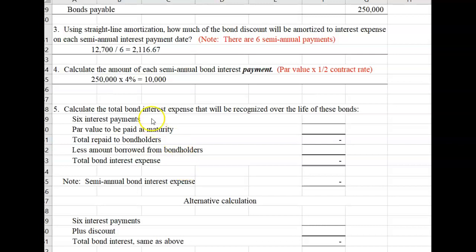It's going to take the amount that we ultimately have to give back to the bondholders, and subtract from that the amount that we actually borrowed from the bondholders, and the difference will be the interest over the life of the bonds. Let me put the math down. We'll talk about it a little bit more. So we borrowed money from our bondholders, and we're going to have to repay them 6 interest payments of $10,000 each. We already calculated that up above.